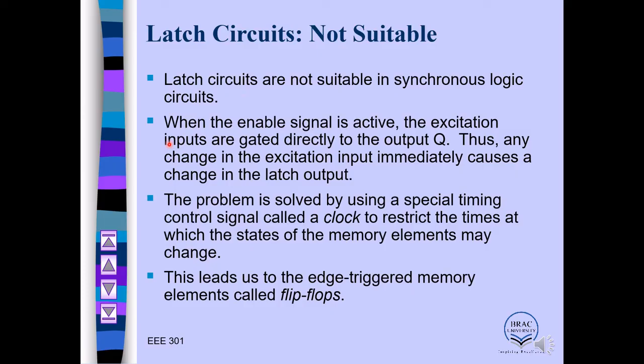The problem is when the enable signal is active, the excitation inputs are gated directly to the output. Thus, any change in the excitation input immediately causes a change in the latch output. So whatever value you're giving as an input, immediately it goes to the output. So, this creates a problem, especially for synchronous circuits.